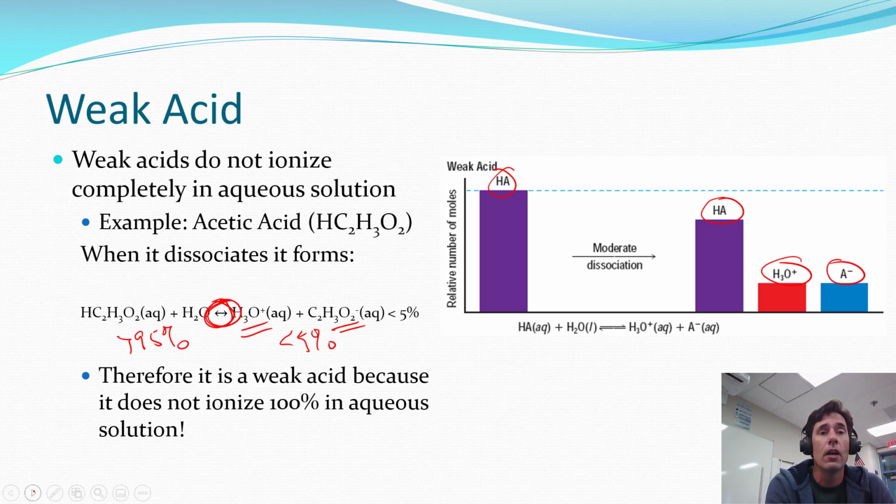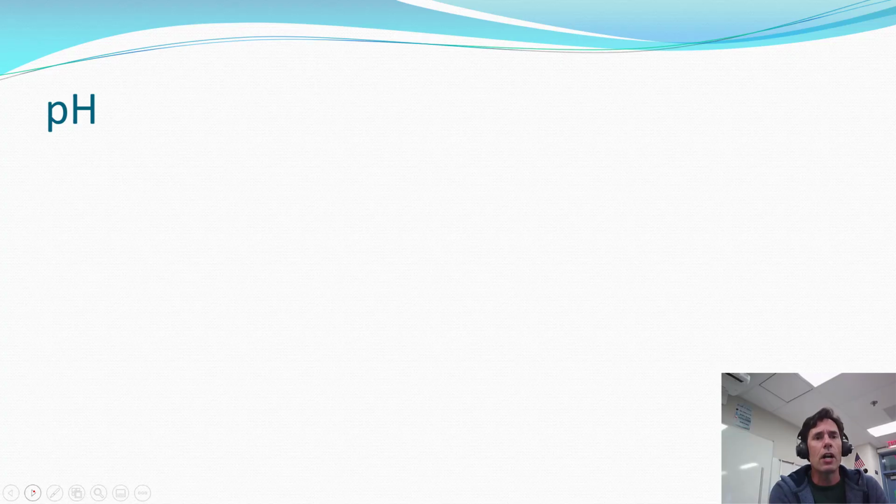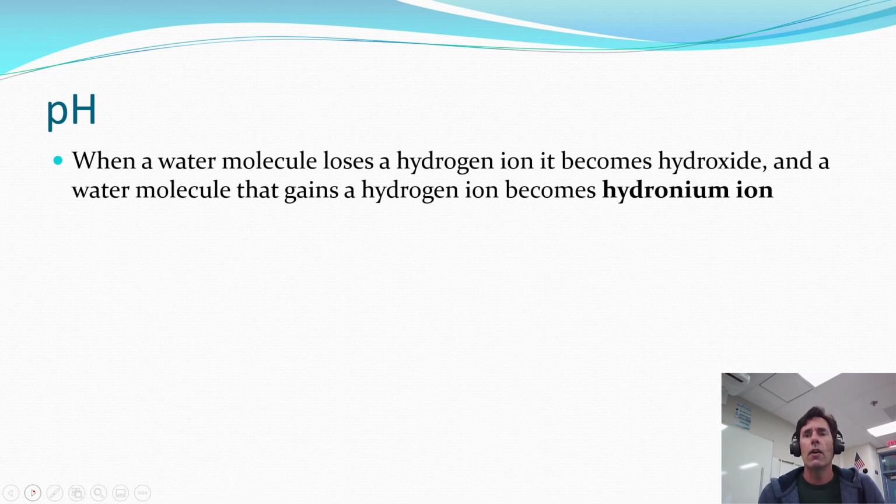Okay. So how do we measure all this? We use this thing called pH. I am sure that you have heard of pH before, okay? But probably in a very limited definition. So let's talk about pH. So pH, all right, is measured when we measure the amount of hydrogen ion that is in solution, okay?